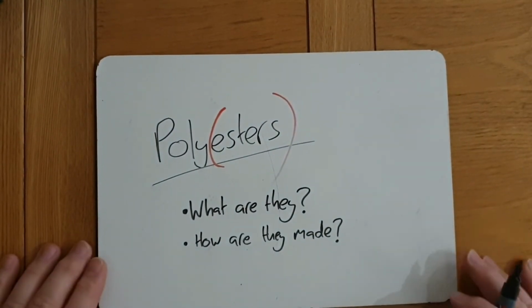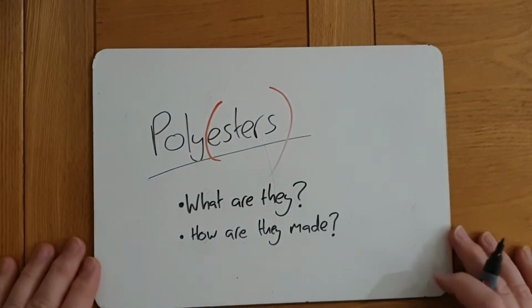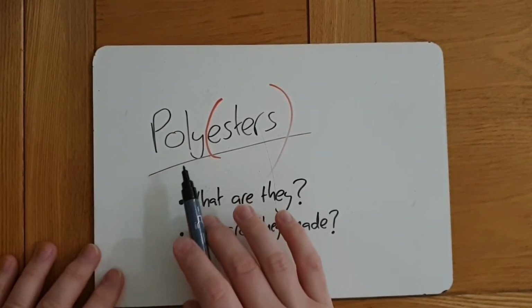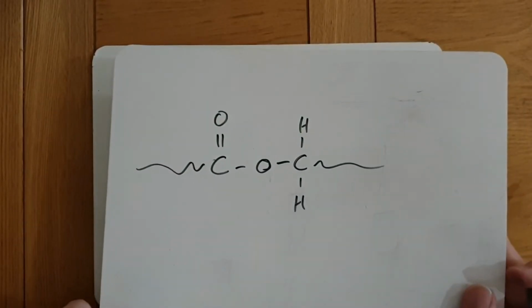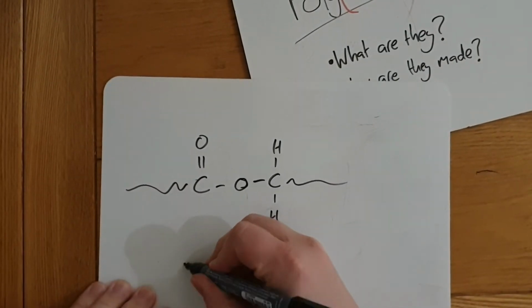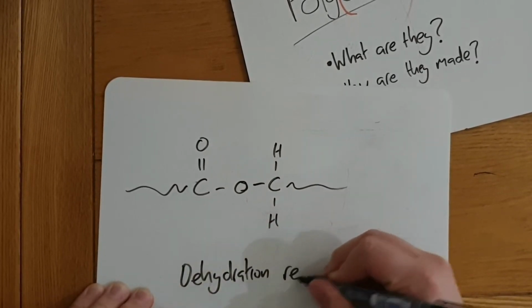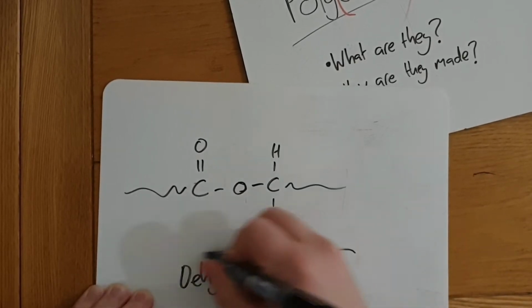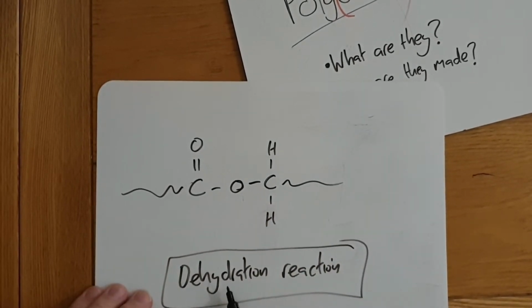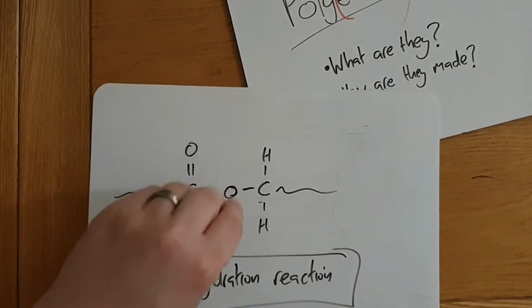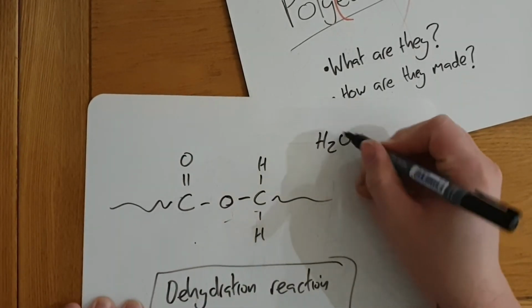But Mr. Tinkler, I hear you cry, that's just an ester, and we're supposed to be learning about polyesters. So what are they and how are they made? So remember we said poly means many. So it's just lots of esters. I should add, by the way, this is made by a dehydration reaction. And the reason it's called a dehydration reaction is because if you're dehydrated, you don't have enough water. This is dehydrated because we removed water from it. We took out H2O, so it's a dehydration reaction.